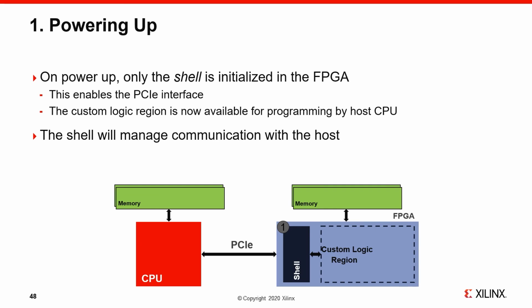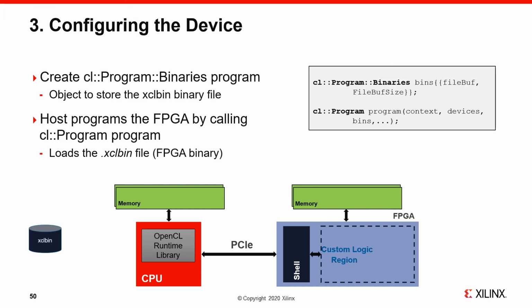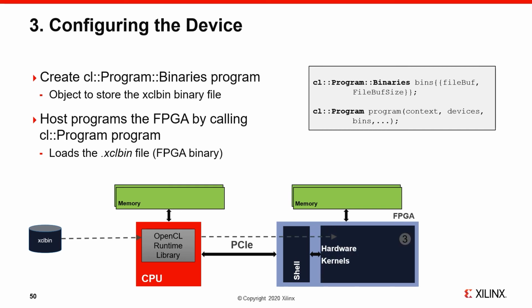If the shell is updated, at the next power on after a reboot, the board will be initialized with the new shell. Once the system is powered on, a host program can be run and create an OpenCL context. This consists of registering the platform and FPGA device and opening a command queue to start servicing the device. There are OpenCL APIs to discover platforms and devices, and APIs to create context and command queues. During configuration, hardware kernels are loaded on the device. The FPGA binary, the XCL bin, is used to program the custom logic. The kernels are now ready to be executed on the FPGA.